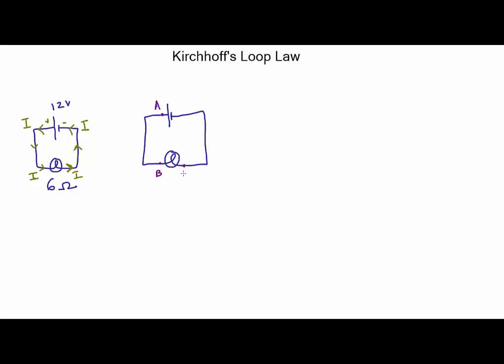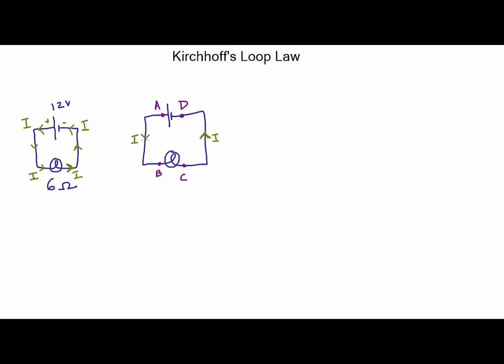C is my point in the circuit right after the bulb, and D, let's say, is the point in the circuit just before the negative end of the battery. And just for completion, I have just shown the direction of current in the circuit over here.